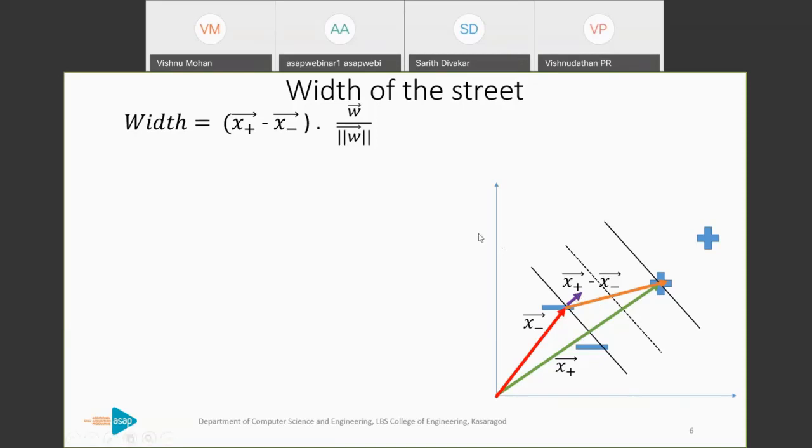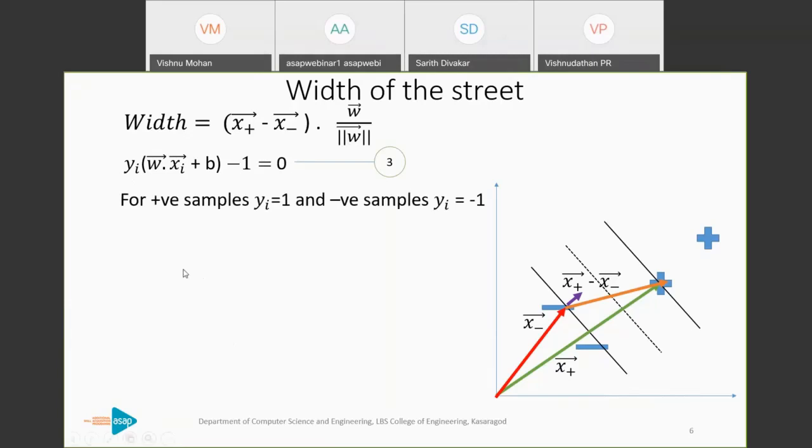Okay, we already have a constraint. So this is our constraint, right? Now you consider the positive sample cases. So we already know that for positive samples, this yi is equal to 1, and for negative samples, this yi is equal to minus 1. So to get something out of this, I'm going to substitute yi is equal to 1 for the positive samples and yi is equal to -1 for the negative samples.